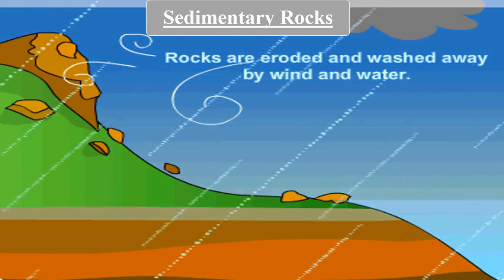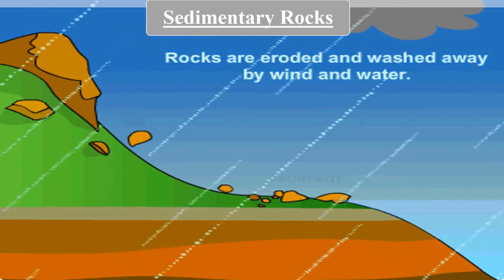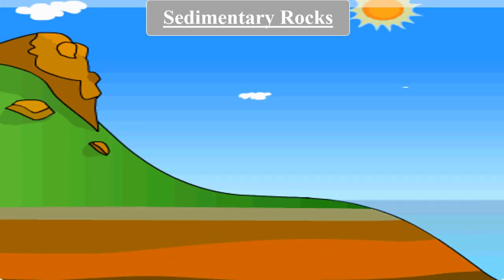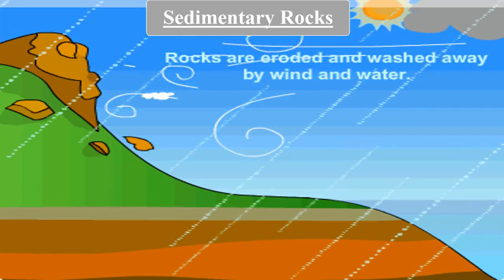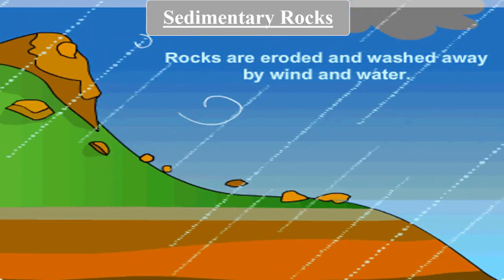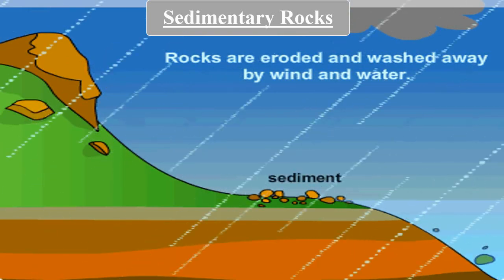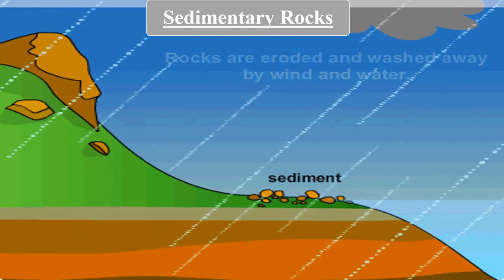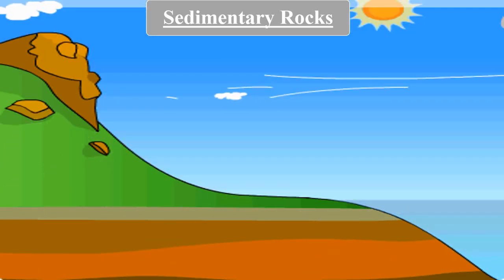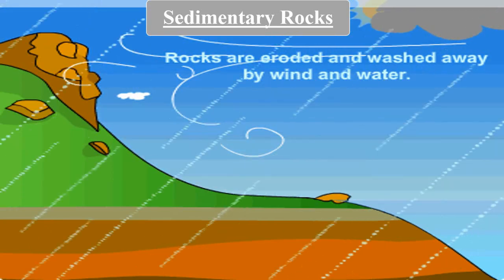So you can find fossils in these rocks, and sedimentary rocks are generally brittle, meaning they can easily break, and they are lightweight. That means they are not heavy. Most of them are porous. Now, porous means they are very void from inside, so not very heavy because of their weight.